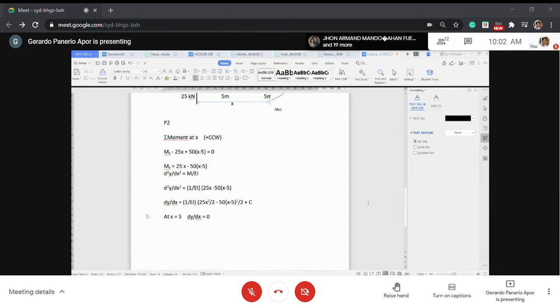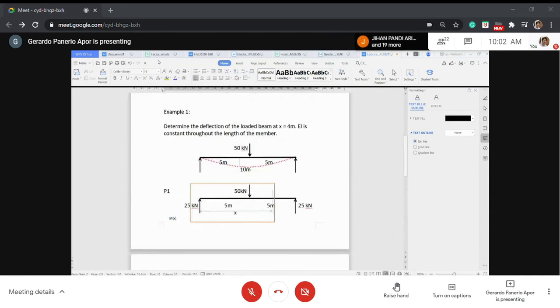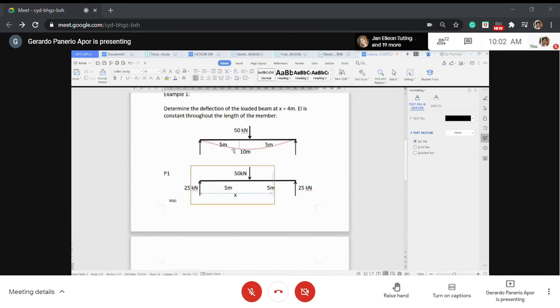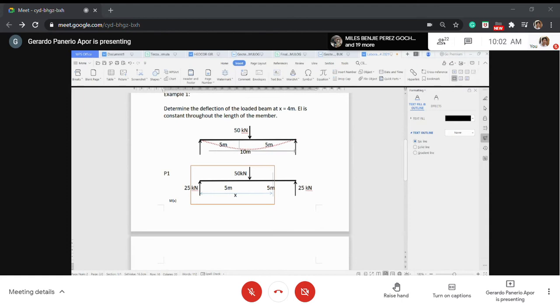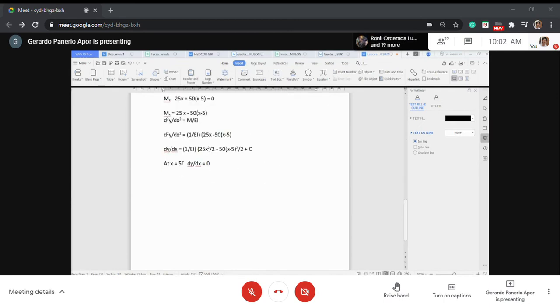Why? Because at x equals to 5 meters, that is at the midspan, if you draw a tangent line, the midspan is the lowest point. So if you draw a tangent line to the lowest point, it will just be a horizontal line. Let me draw it. It will look like this. This is a tangent line at the lowest point. It will just be a horizontal line. You have to be creative. Why choose 5? Because you know that dy dx equals to 0. dy dx is the slope.